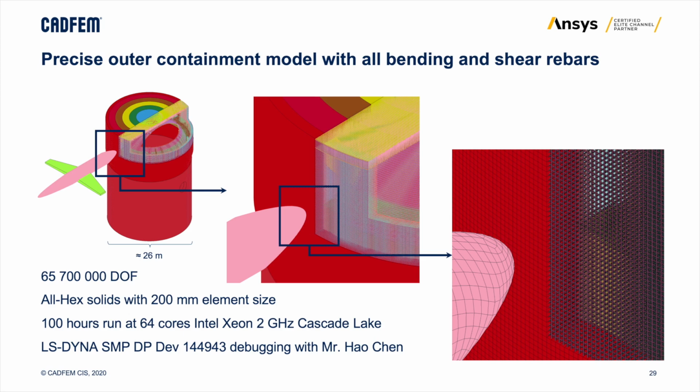As you can see, the size of elements in the solid is about 200 millimeters, and we use all hex mesh. This is a high quality mesh with element quality about 1. This allows us to run this simulation very fast. For one simulation, 1 second of experimental time, you spend only 100 hours on 64 HPC cores, and this is for the model with about 66 million degrees of freedom.